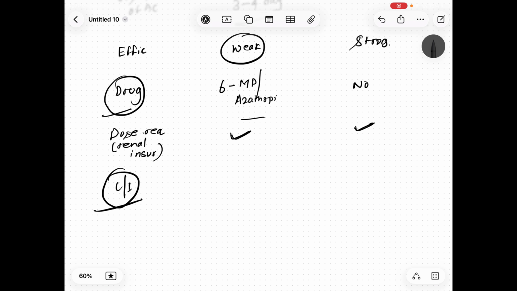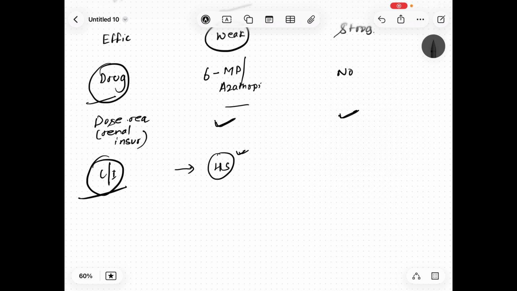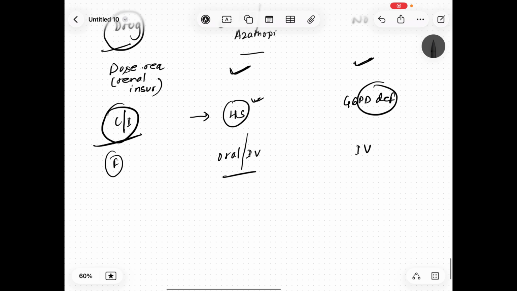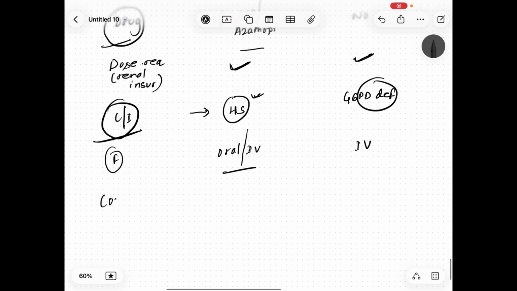Contraindication: allopurinol is associated with hypersensitivity reaction, so we have to be cautious. Rasburicase is contraindicated in G6PD deficiency patients. Formulation: in case of allopurinol, it is oral or IV. In rasburicase, it is only available as IV. Cost: allopurinol is cheap and rasburicase is very expensive.